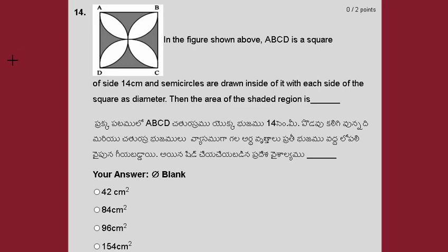Let's go to the next problem. This is a very familiar problem. In the figure shown above, ABCD is a square of side 14 centimeter and semicircles are drawn inside of it with each side of the square as diameter. Then the area of the shaded region is.